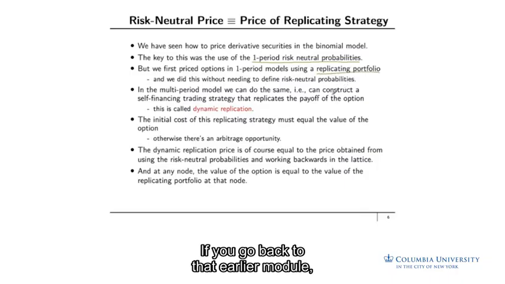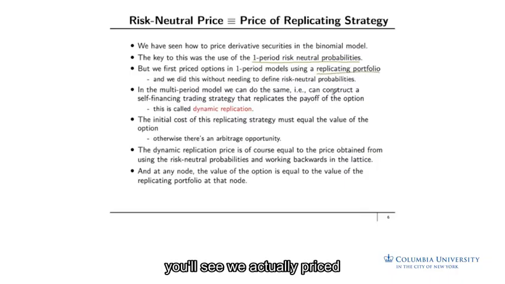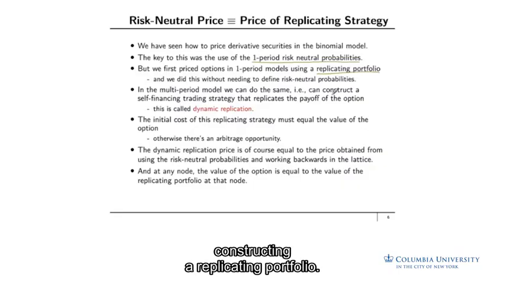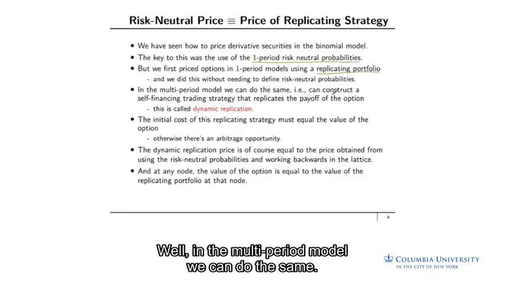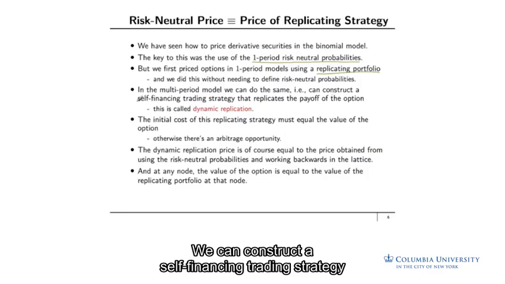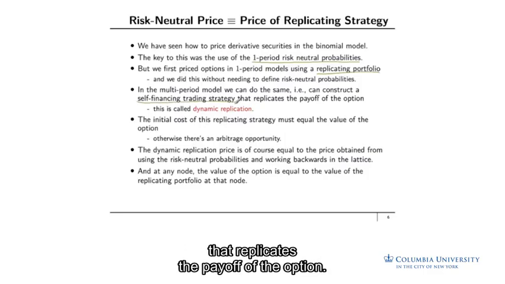If you go back to that earlier module, you'll see we actually priced the one-period option by constructing a replicating portfolio. We only constructed risk-neutral probabilities afterwards, and we used these risk-neutral probabilities then to price all securities. But the first thing we did was we constructed a replicating portfolio in the one-period model. Well, in the multi-period model, we can do the same. We can construct a self-financing trading strategy that replicates the payoff of the option. This is called dynamic replication.